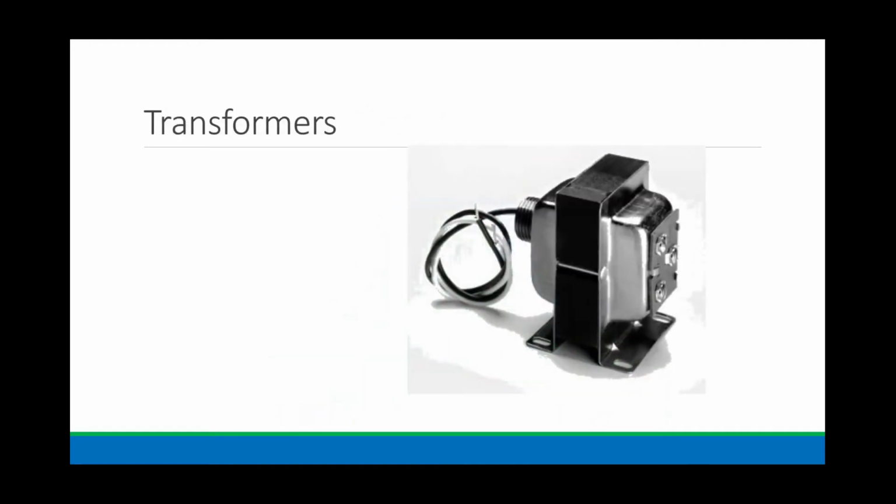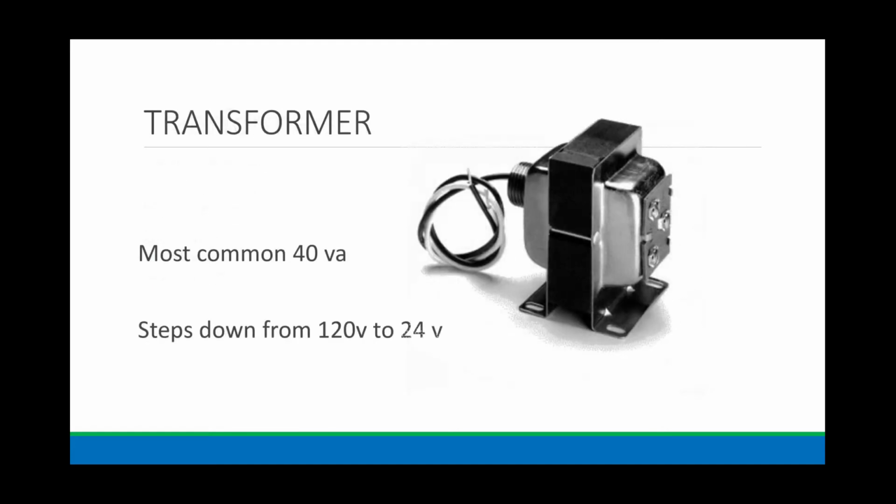Open switch, we break the circuit. Now, where are we getting our power from? We're getting our power from the transformer. The transformer is going to take line voltage and either step it up or step it down. So we're going to be concentrating more on the step down side of the business today. And the way it does it is via magnetism. And our transformers are rated in VA. And the most common VA you're going to deal with is the 40 VA transformer. And that will take 120 volts and step it down to 24 volts. And it's going to do it via magnetism.